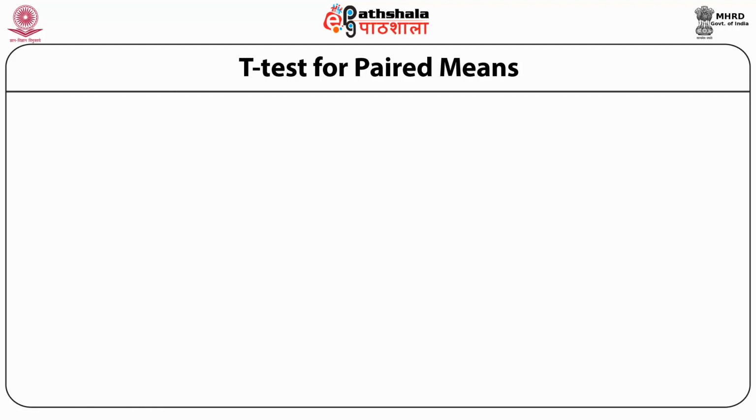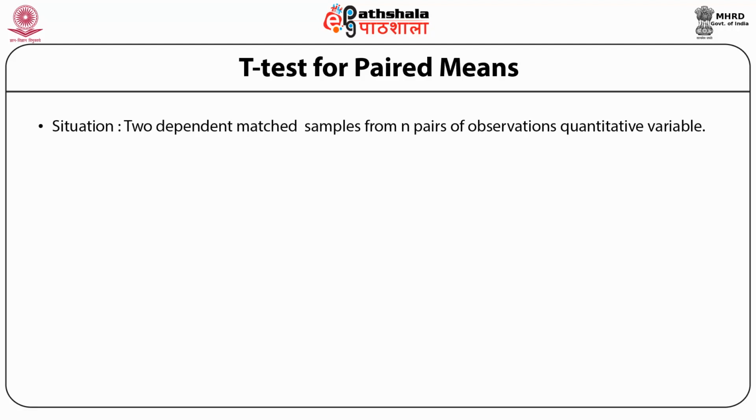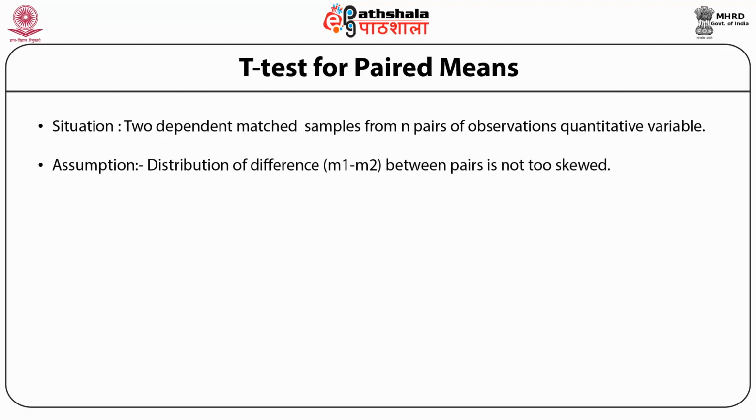Now, this was the case of independent samples, but it is not always so. Sometimes we come across a situation when the data are paired. Situation 2: a paired sample, or pair of observations. The assumption is that the distribution of the difference between the pair, M1 minus M2, is not too skewed. It means nearly normal. So we can apply the paired t-test.